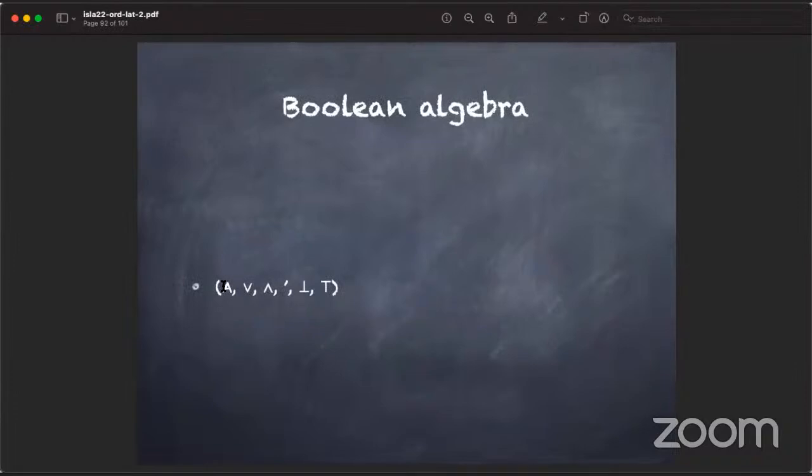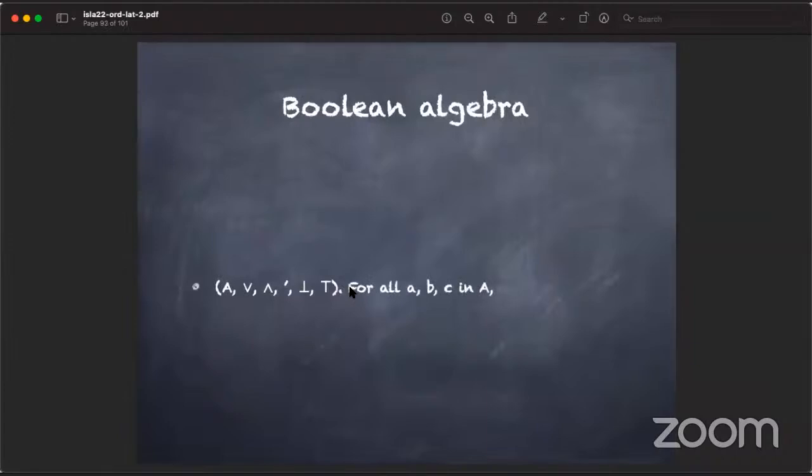So take any non-empty set, take the join operation, take the meet operation, take the complement operation given by this, take the bottom element, take the top element. This is the tuple of the algebra we are concerned with. So what are the conditions we need to satisfy?